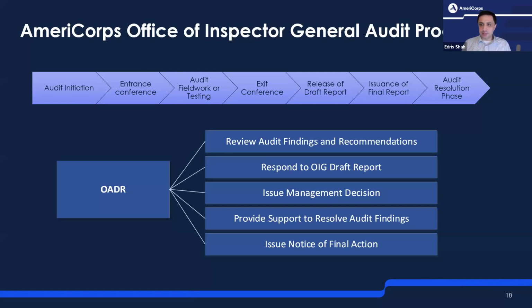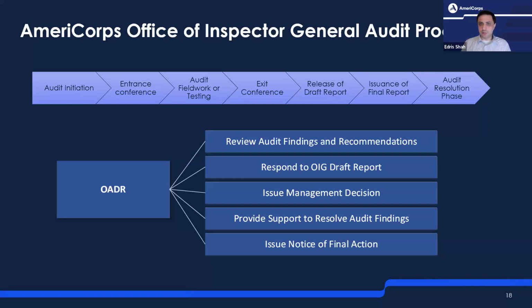We start by reviewing the audit findings and recommendations. We have a responsibility to respond to the draft report actually before the OIG issues its final report, and similarly, the grantee does the same. And again, the principle is the same in terms of issuing a management decision. Within 6 months of the issuance of the report, we provide an opinion or a decision to communicate to OIG on what matters we agree with them, and on what matters we specifically do not agree with them.